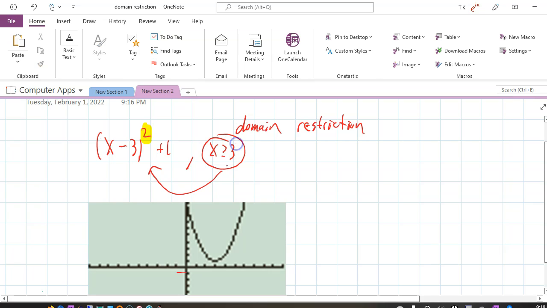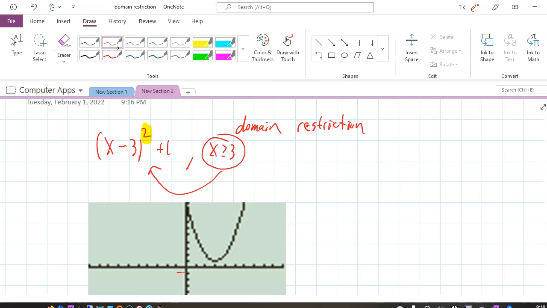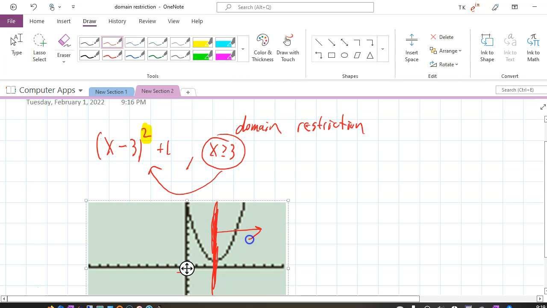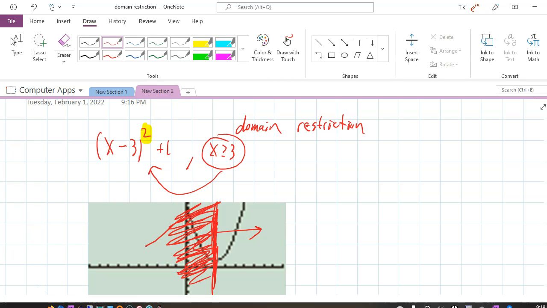We see the domain restriction. This function is only good for x's greater than 3. So I'm going to find 3 on the x-axis, and I'm going to draw a line, because I'm only taking this half of the graph, the half that is greater than 3. I'm ignoring everything that's less than positive 3. And as you can see, if I only look at the x's that are 3 and after, this is one-to-one, even though it is quadratic.